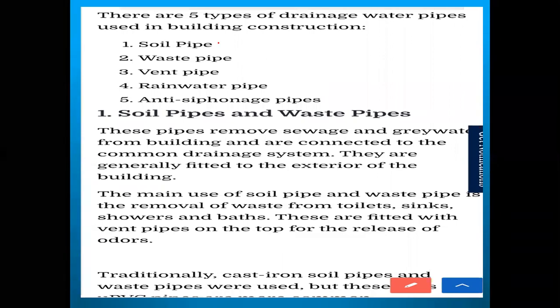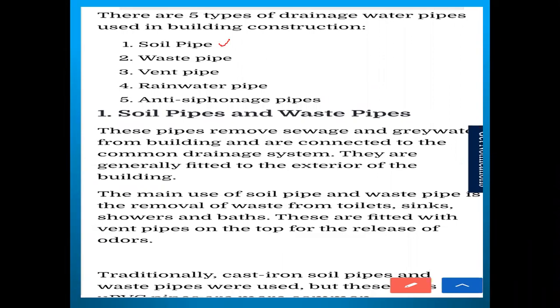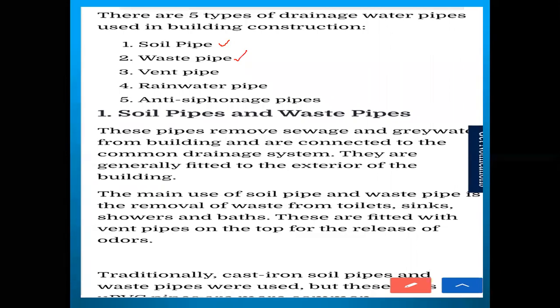What are these drainage water pipes? First one is soil pipe. Next one is wastewater pipe. Next one is a vent pipe. Next one is rainwater pipe. Next one is anti-siphon pipes. So you should remember this blindly. What are the 5 types of drainage pipes? Soil pipe, waste pipe, vent pipe, rainwater pipe, anti-siphonage pipes.